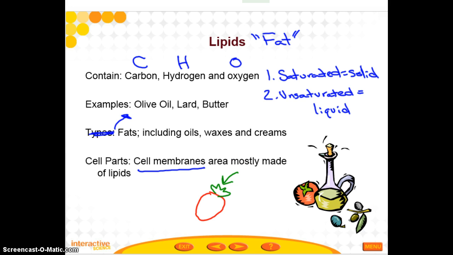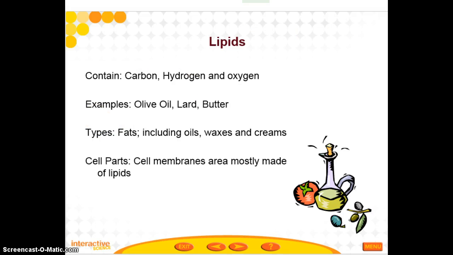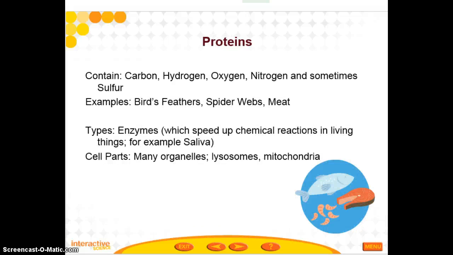Okay, so now we are on the third organic compound of living things. Have you been keeping track? So far we've had carbohydrates, we've had lipids, and now we're moving on to proteins. Your proteins are going to include carbon, hydrogen, oxygen, nitrogen, and then sometimes we'll find sulfur in them.